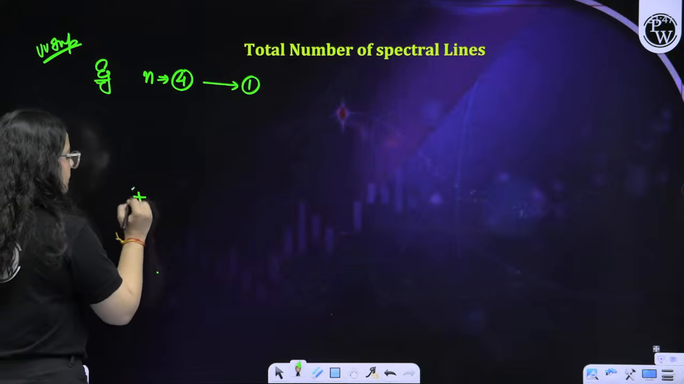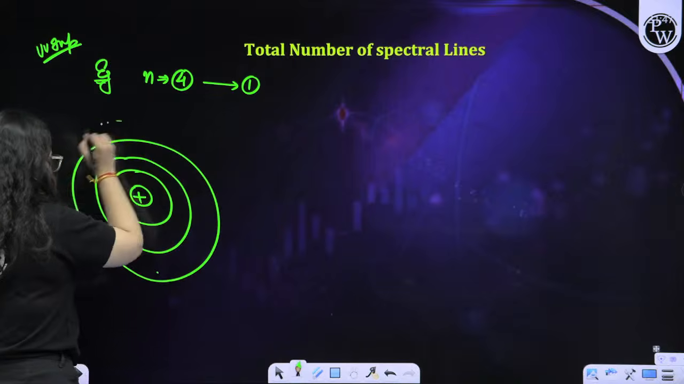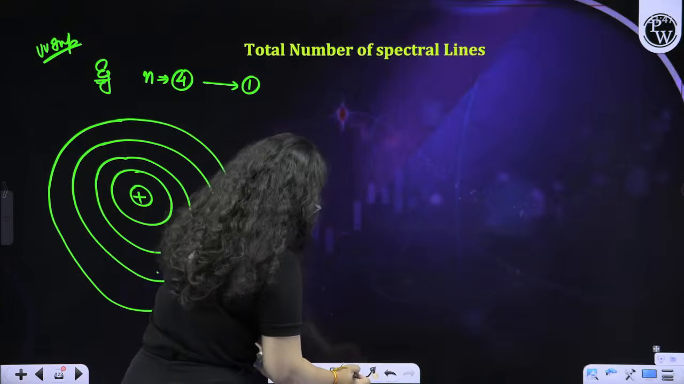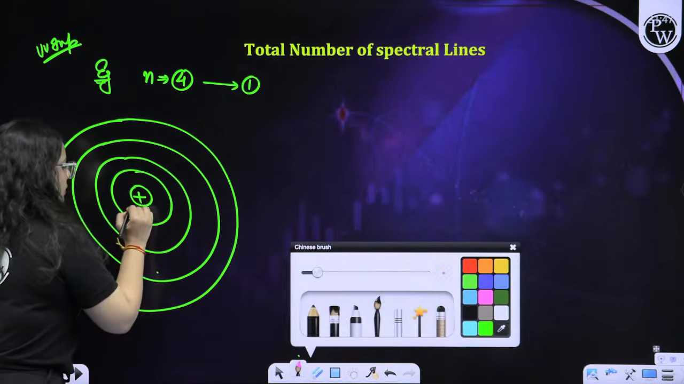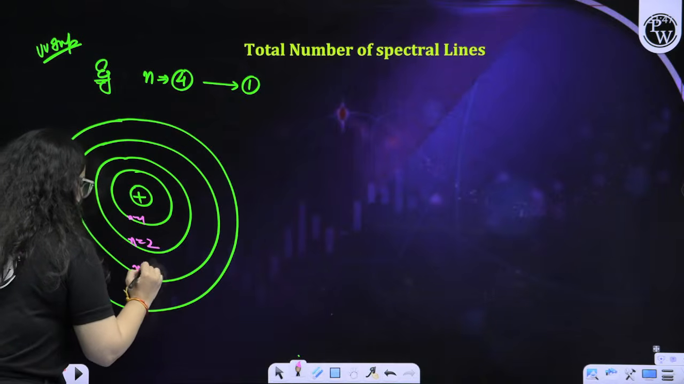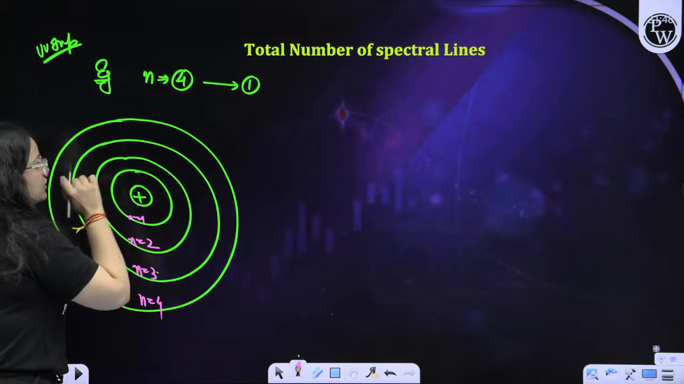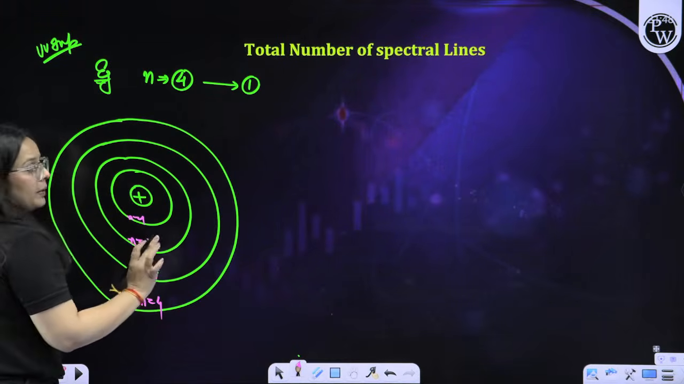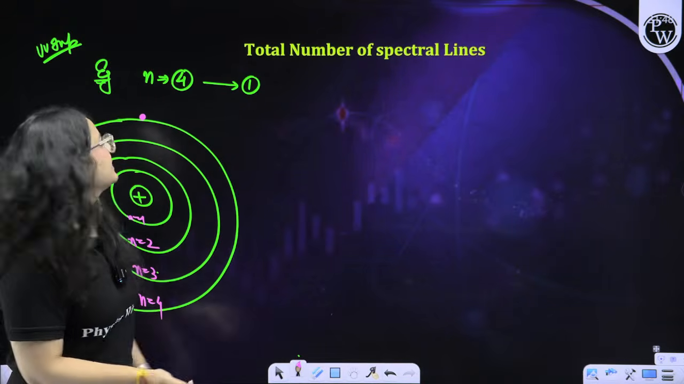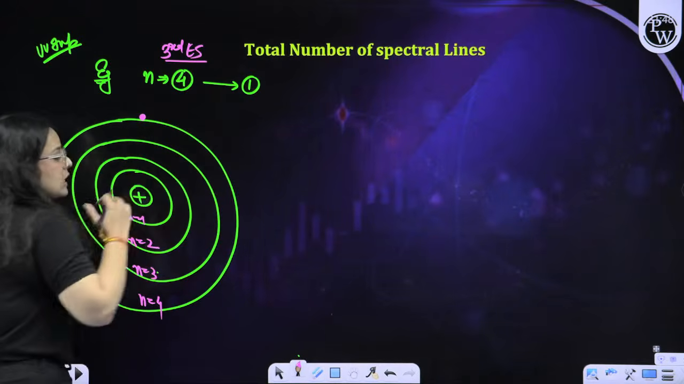This is an atom. First level, second level, third level, and this one is your fourth level. These are the different energy levels that I'm showing over here. Now, how did the transition actually happen? The electron is present in the fourth level, which you can also call the third excited state, and it is coming to the ground state.